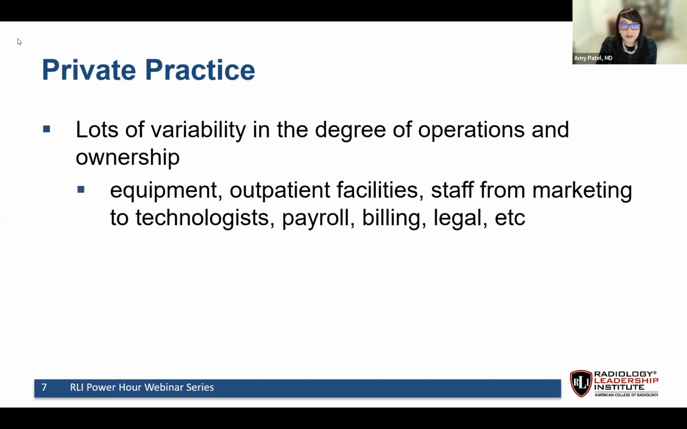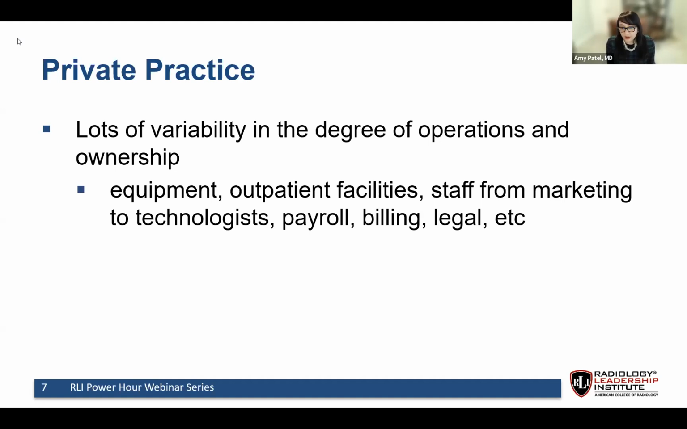In private practice, there's lots of variability in the degree of operations and ownership. So some private practices may own their own equipment. They may own outpatient facilities for diversification. They may also have partnerships or contracts with hospital systems. They may have staff. They might hire their own staff, from marketing to technologists to the payroll, billing, legal, the list goes on. Or you could be a practice, for example, such as mine, where we don't own any of our equipment. We have some outpatient facilities, but we're mostly hospital based.